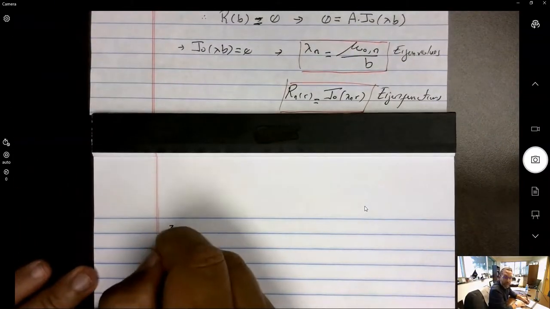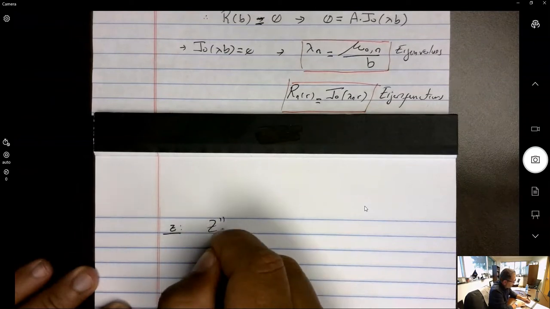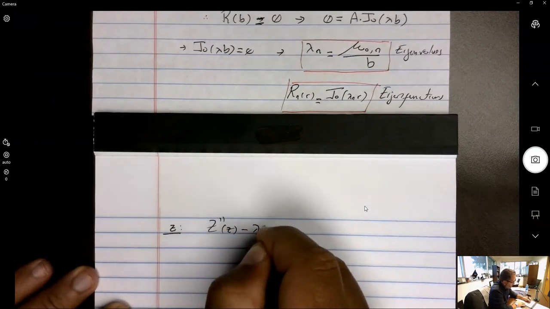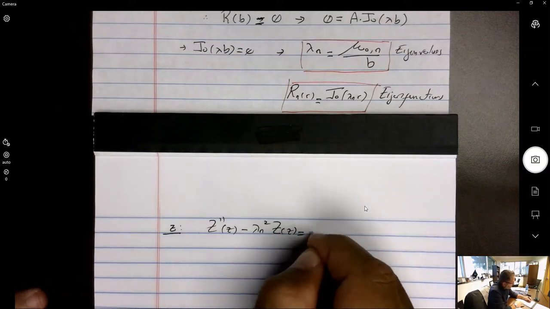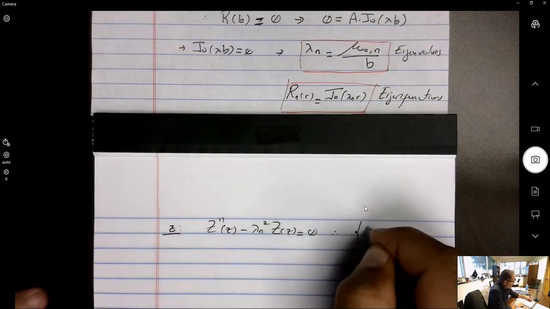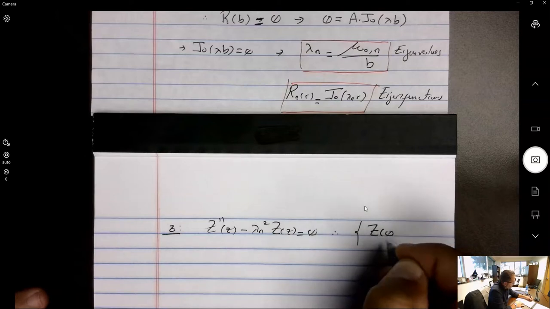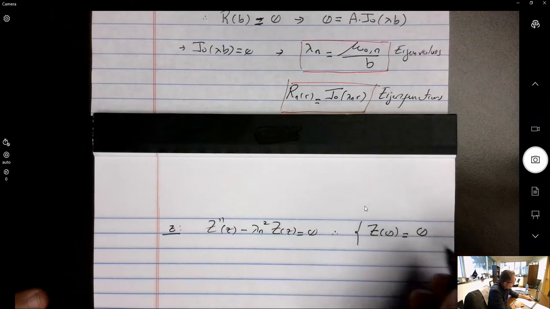All right. In the z direction, we have Z double prime of z minus lambda n squared Z of z is equal to 0, subject to only one separable boundary condition that says that at the bottom plate the temperature is equal to 0, and therefore Z of 0 has to be 0.